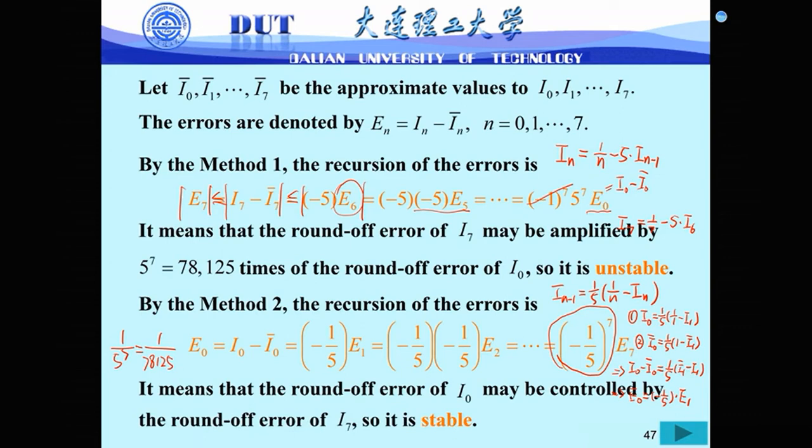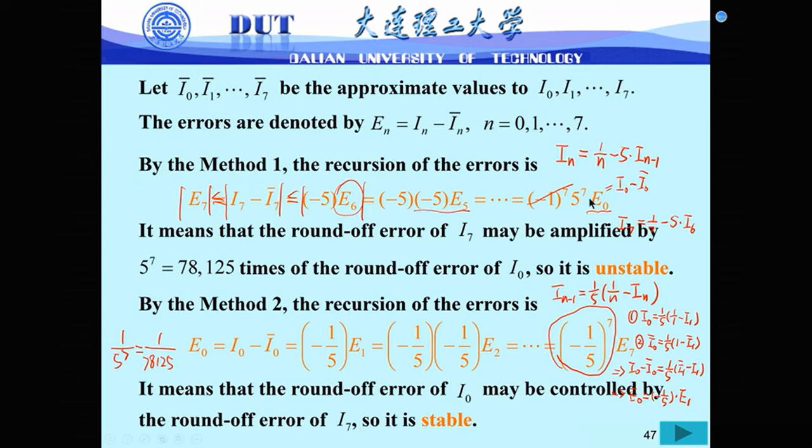So actually we can obtain these two formulas without running the program. We can just use mathematical analysis to obtain the error estimation. Now you see, it is error estimation from E0 to E7. Here, from E7 to E0. Okay, so we can evaluate the two methods before we run the program.